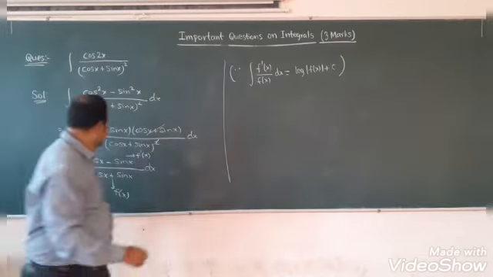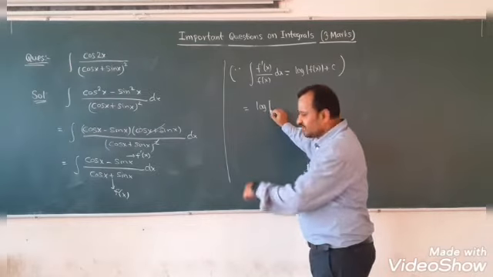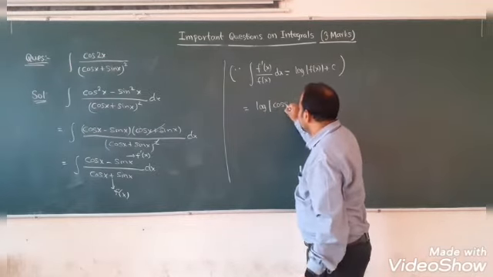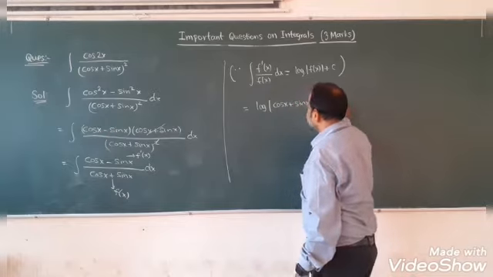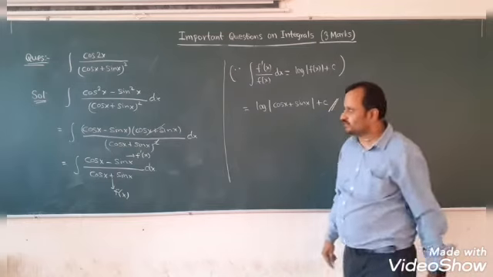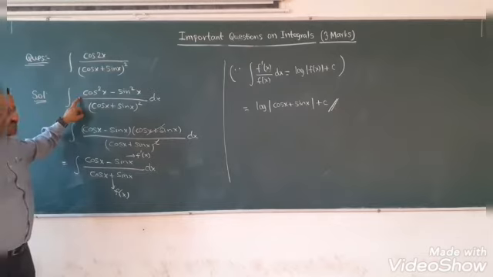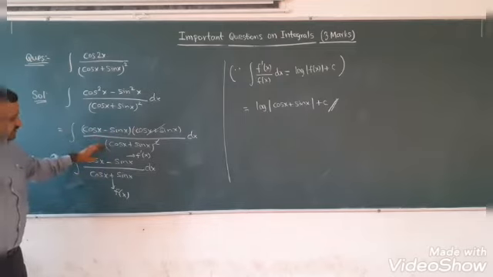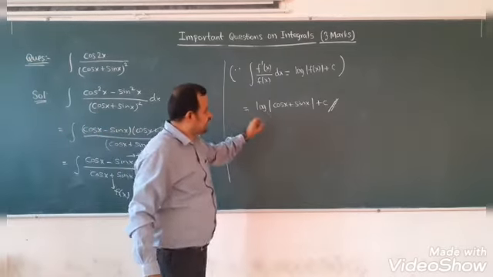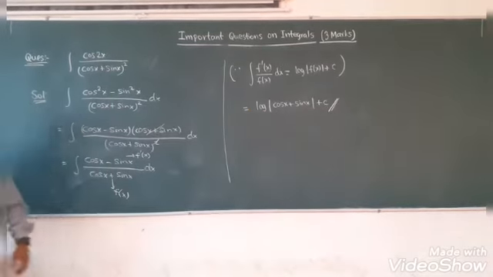So as per the result, the answer of this question is log of mod of f of x, it is log of mod cos x plus sin x plus c. So this is the required answer. What we have done: cos 2x we have written as cos square x minus sin square x. A square minus b square we can write as a minus b into a plus b. One term will get cancelled. So make use of this result, and finally you will get this as the answer. I hope the solution is clear. Let us see one more question.